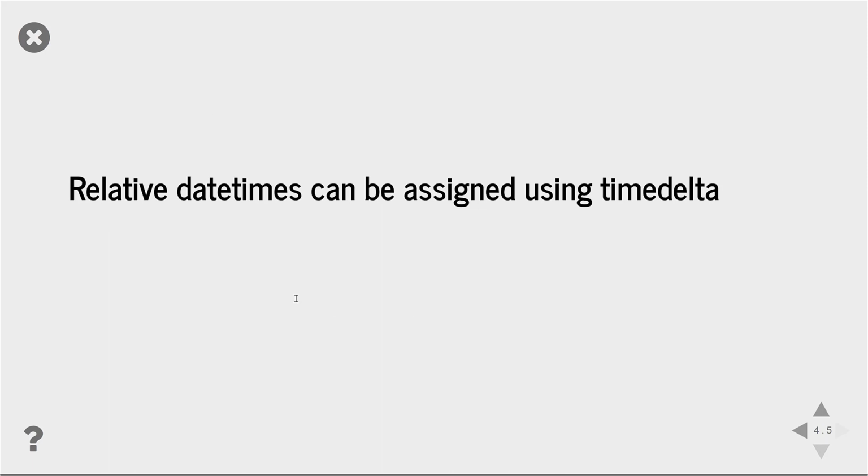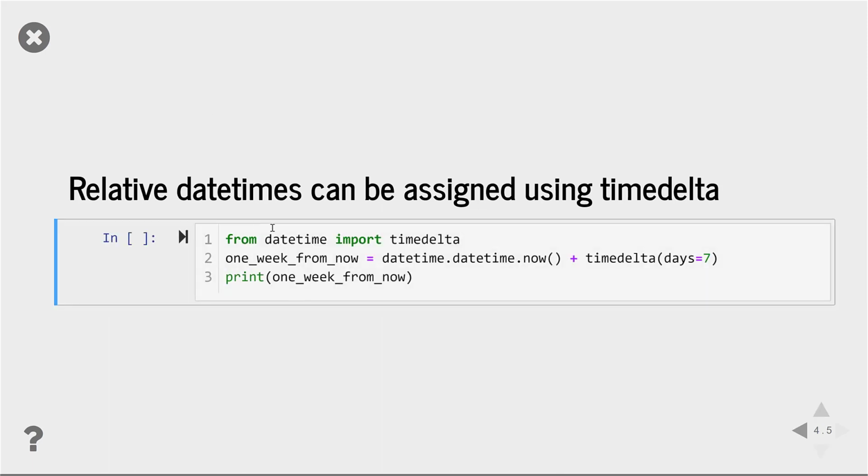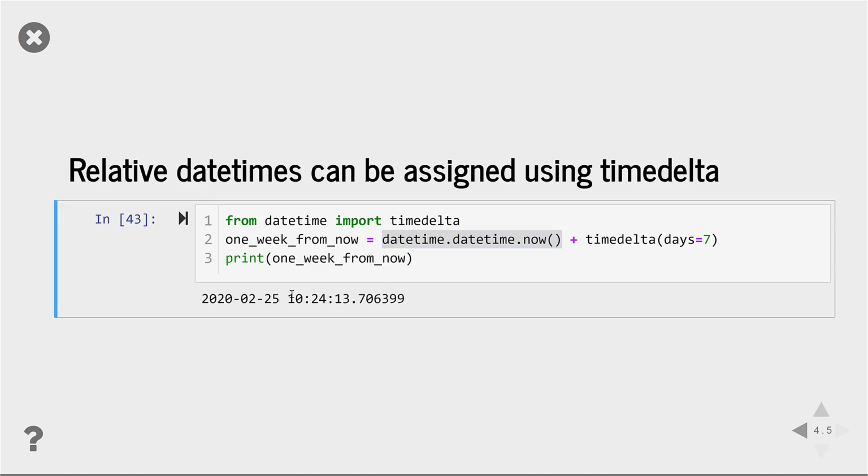You can use timedelta. So again, I have to use datetime, but this time I also have to import timedelta. So from datetime, import timedelta. And I'm going to say, hey, give me the time 1 week from now. So give me datetime.now, which is now, and then add 7 days to it. And then I'm going to print it. And you can see that 1 week from now is January 25th at exactly the time that I made this recording. So those are some things you can do with datetime.